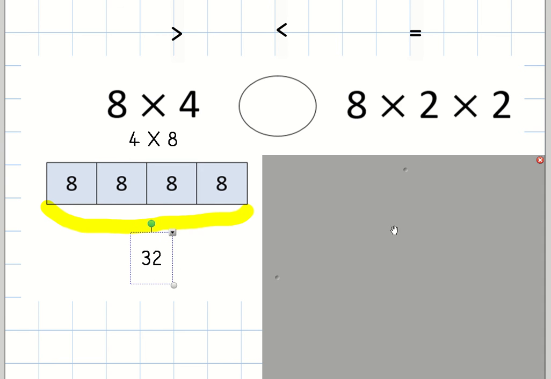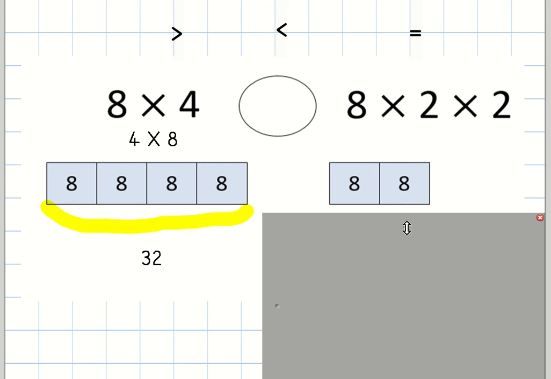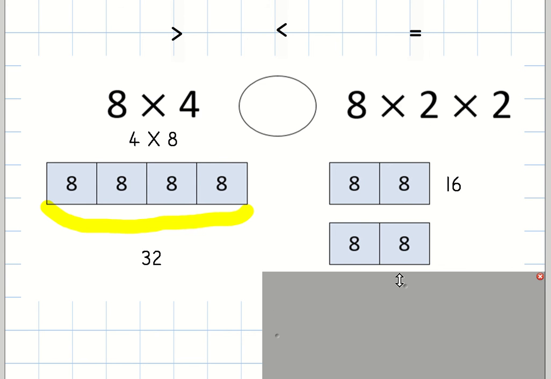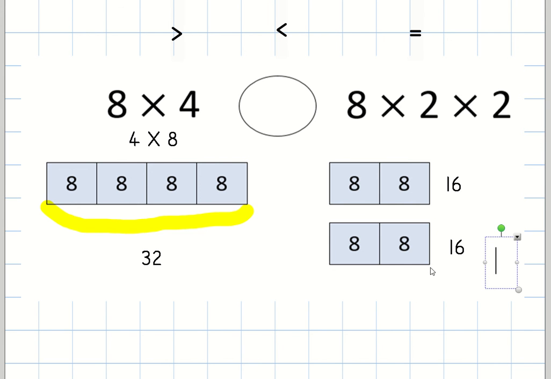Whereas on this side it says 8 times 2 times 2. So let's start with the fact we've got 8 times 2. And we should hopefully remember that 2 lots of 8 makes 16. But we're then timesing that by 2 again. So we've got another set of them, which means another set of 16. And if we have 2 lots of 16, how many do we have? Why don't you work out what 16 plus 16 is equal to?